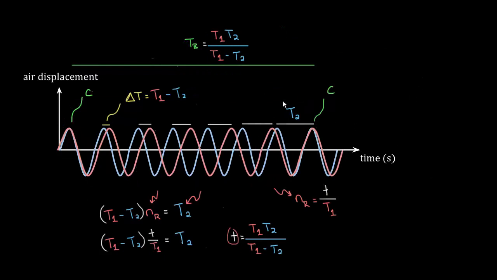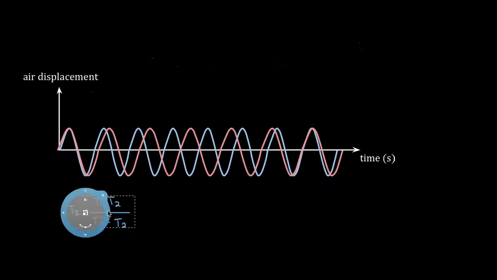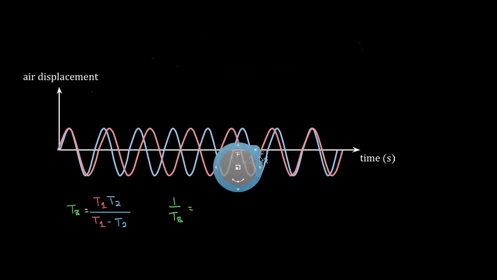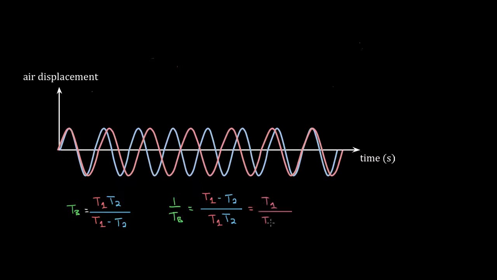So the way we find frequency is we say that the frequency is 1 over the period. And let me clean this up a little bit. If I take 1 over the beat period, that's just going to equal 1 over this right-hand side, which means I just get the difference in the periods divided by the product of the two periods because I just flipped that right-hand side. And I can expand this now. I've got t1 minus t2 over t1 times t2. So if I expand the top, this is going to be equal to t1 over t1 times t2, and then minus t2 over t1 times t2.